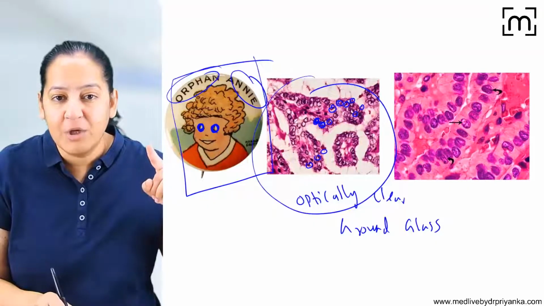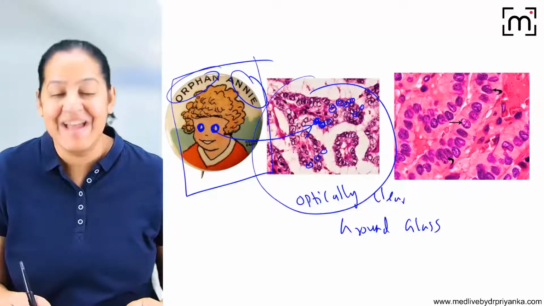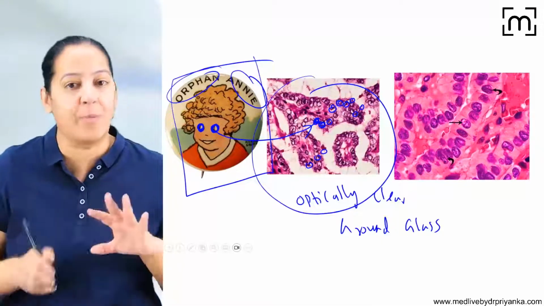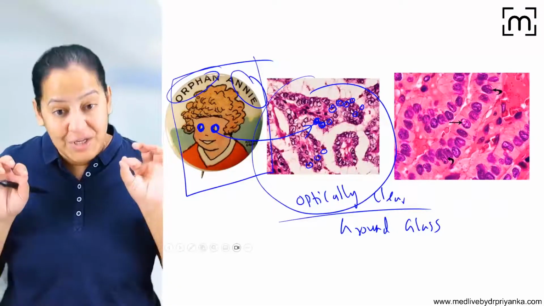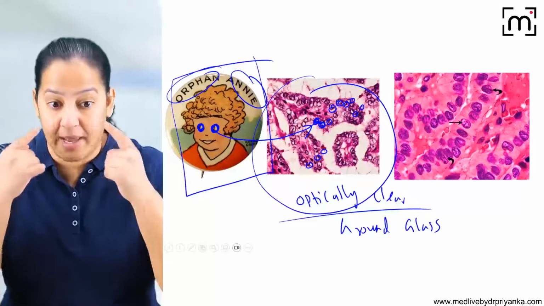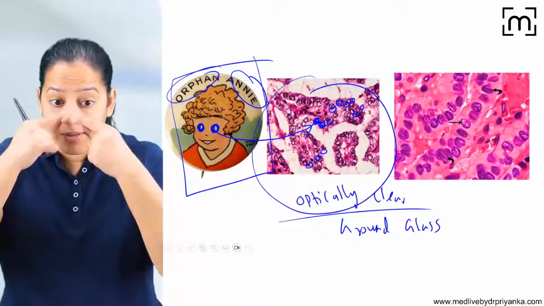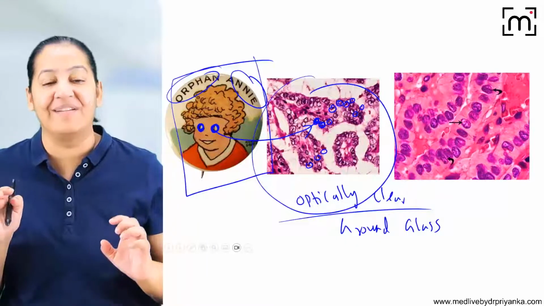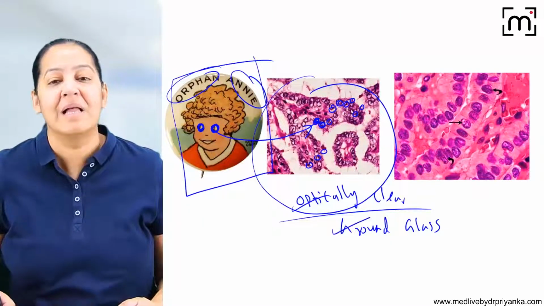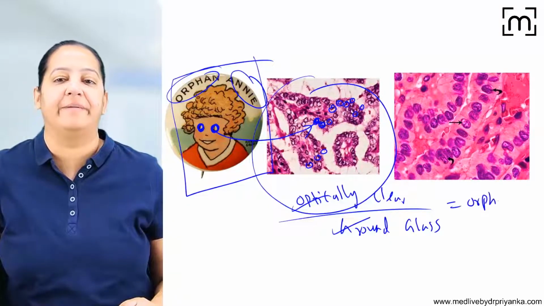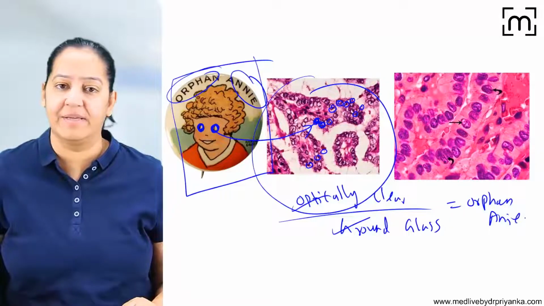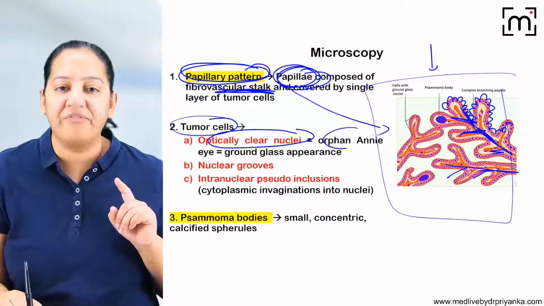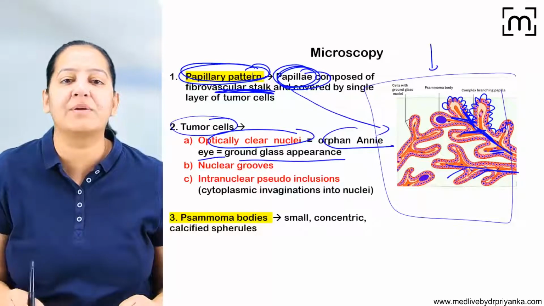So can I compare the nucleus with the eyes of Annie? Yes, it is known as Orphan Annie Eye nucleus. The appearance of the nucleus is known as orphan because it is optically clear. It's empty from inside. So the nucleus of the tumor cell is looking like the eyes of Orphan Annie, because the eyes of Orphan Annie are empty from inside and the nucleus is also empty from inside. It's optically clear, ground glass, also known as Orphan Annie Eye nucleus. So that is the first thing inside the nucleus. The nucleus is optically clear. It is Orphan Annie Eye nucleus, also known as ground glass appearance.